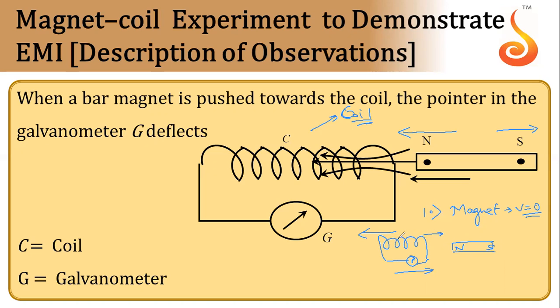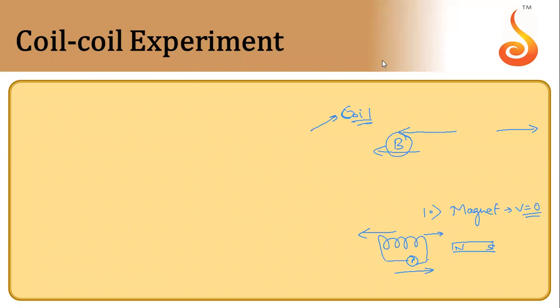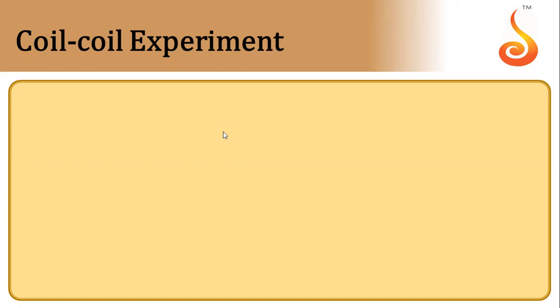So it was hypothesized that the magnet is producing a magnetic field, and due to this magnetic field some current starts flowing. Basically, the relative motion between the magnet and coil is responsible for the generation of electric current in the coil. Okay, next experiment is the coil experiment.